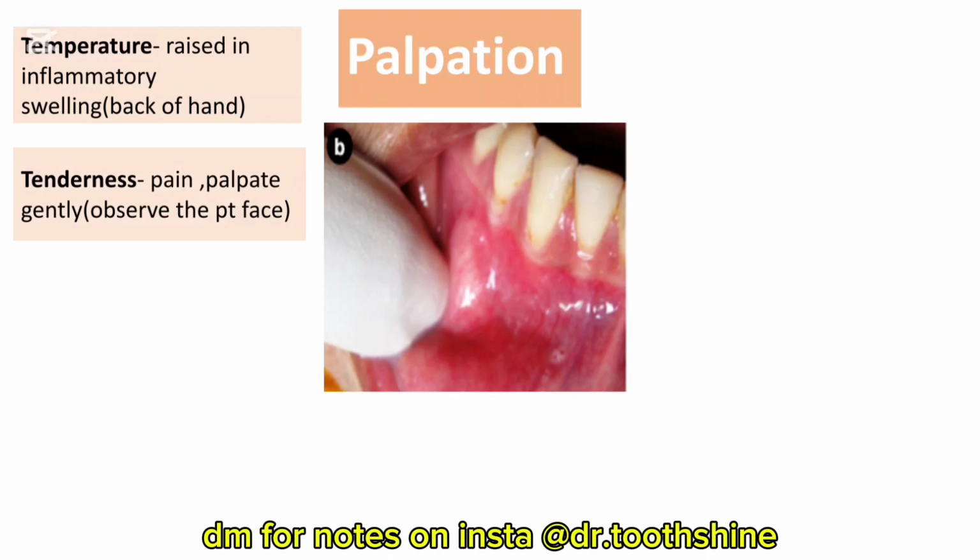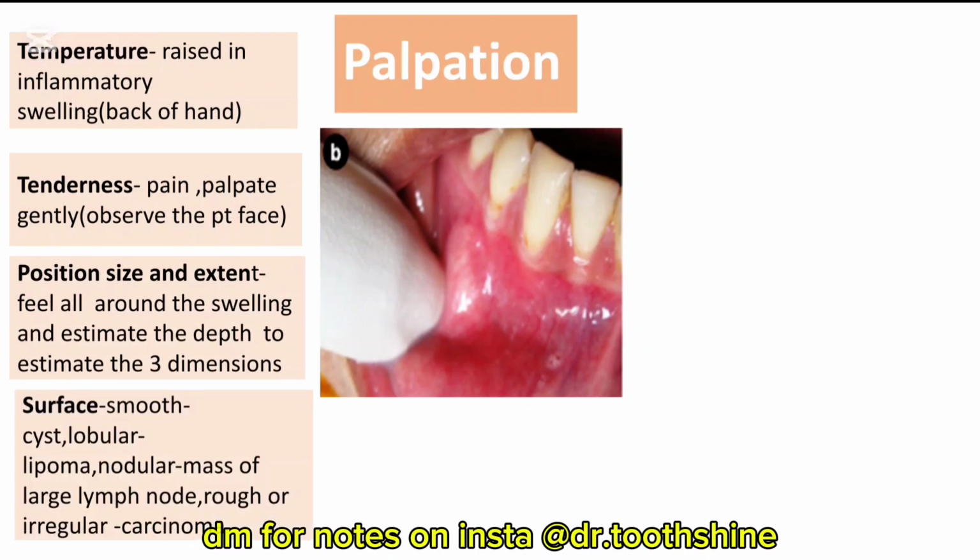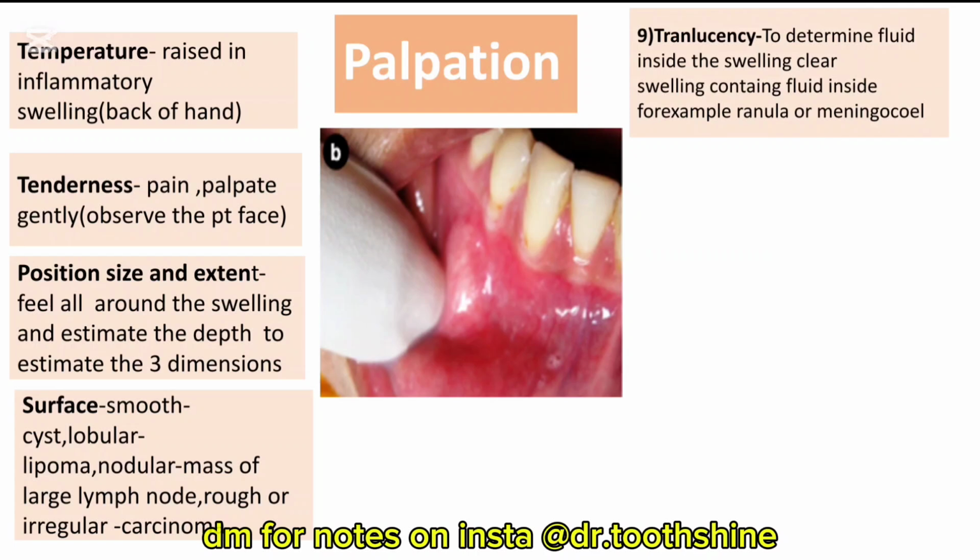face while palpating. Next we will look for the position, size, and extent. We will feel all around the swelling and estimate the depth. Next is surface. By palpation, we can also know the surface: smooth, as in a cyst, or lobular, as in a lipoma, or a nodular mass of a large lymph node, or rough or irregular, as in carcinoma. Next is translucency. We can determine whether the fluid inside the swelling is clear. The swelling contains fluid inside, for example, in case of ranula.